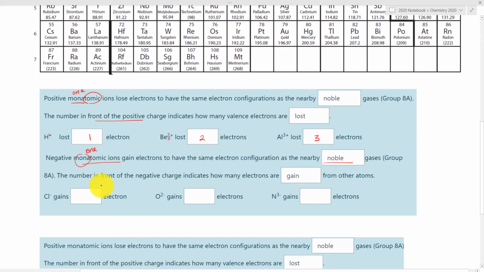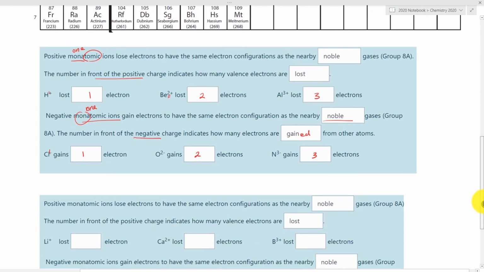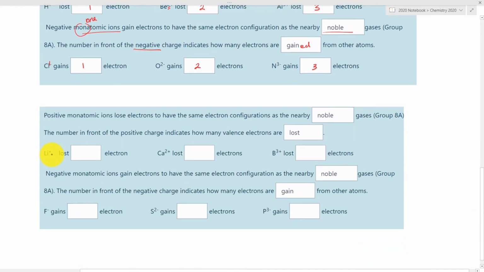The number in front of the negative charge indicates how many electrons have been gained from other atoms. So we have Cl minus, which has 1 in front of it, so it has gained 1 electron. O2 minus has gained 2 electrons, and N3 minus has gained 3 electrons. Let's do another problem. We have the same statement. Li plus is a 1 electron loss. Calcium 2 plus is a 2 electron loss. And boron 3 plus is a 3 electron loss.